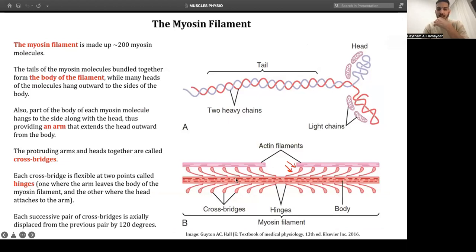You can see that this part right here is the myosin filament, which has cross bridges, hinges, and a body. The actin filaments are aligned close so that the myosin heads can attach to the areas we spoke about earlier. This is just a molecular aspect of how a myosin filament would look. You can go ahead and read what's written here, but I'm just going to continue.